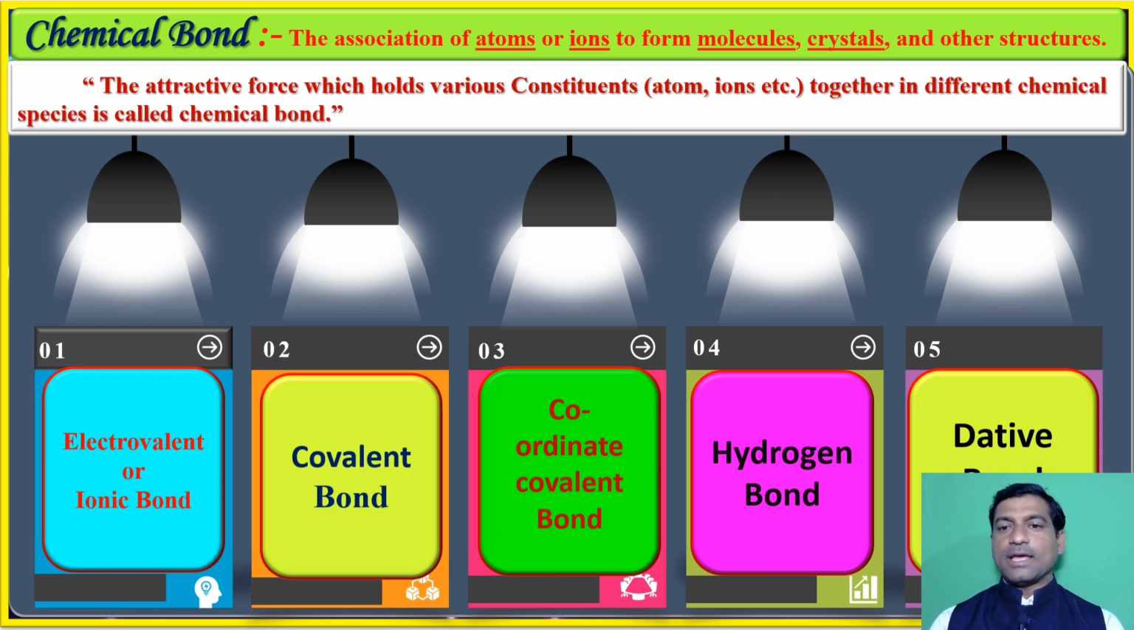There are 5 types of bonds. One is the electrovalent or ionic bond, second is the covalent bond, third is the coordinate covalent bond, fourth is the hydrogen bond, and fifth is the dative bond. These are the different types of chemical bond.